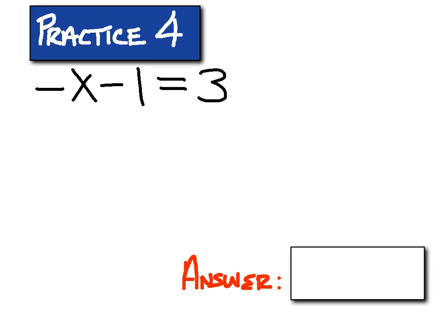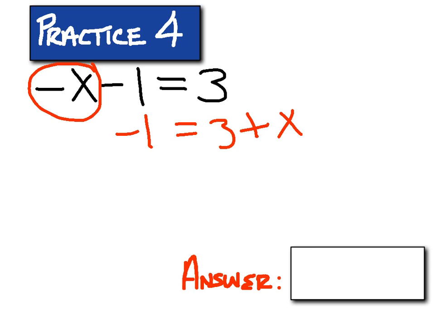Practice problem number 4. Okay, we have negative x minus 1 is equal to 3. Now we want to find the value of x, so the x has to be positive. So to make it positive, we need to bring it to the other side, because when you bring a negative over to the other side, it makes it positive. So that'll give us 3 plus x is equal to negative 1.